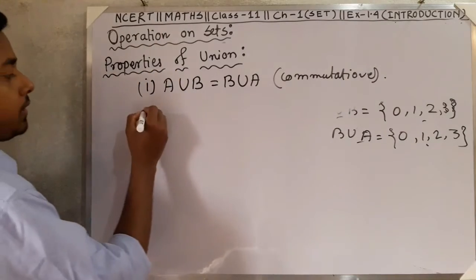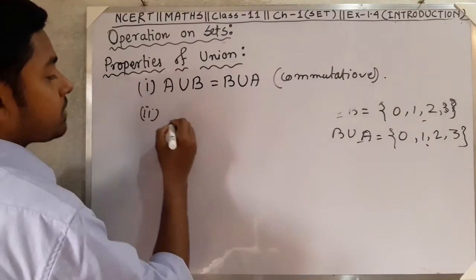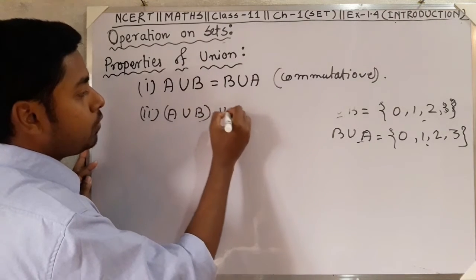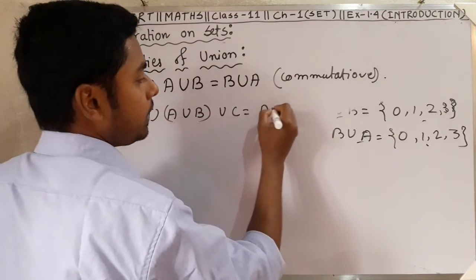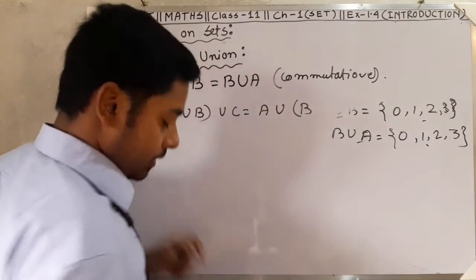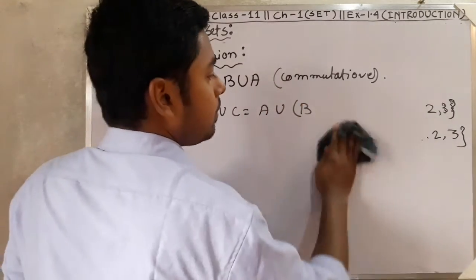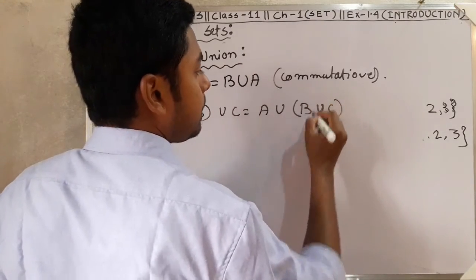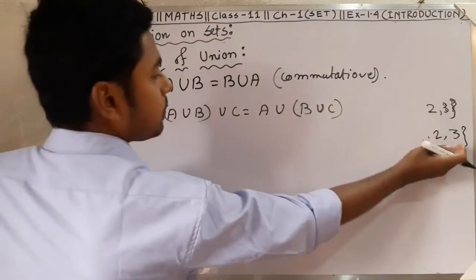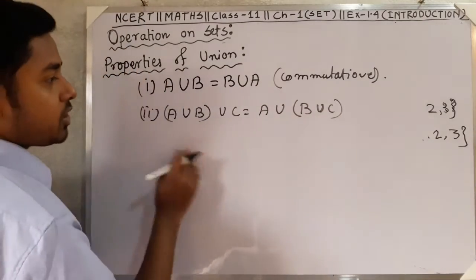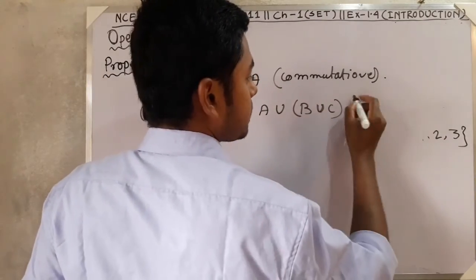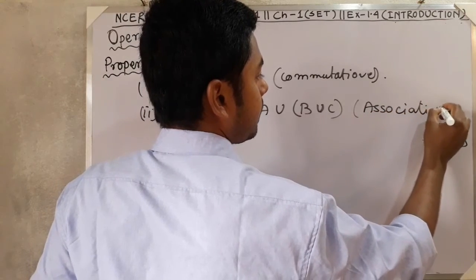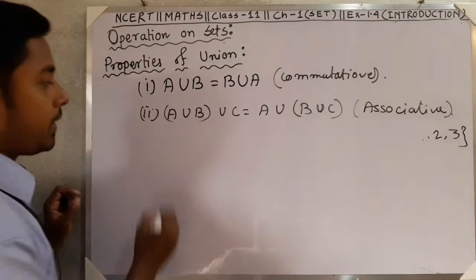Okay, then second property is what? Associative property. That means what? A union B union C is equals to what? A union B union C. Okay, and in this way you have to follow this property also, you have to check it. Okay, and this is called what? This is called associative property.